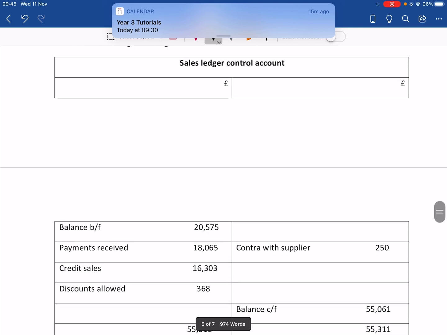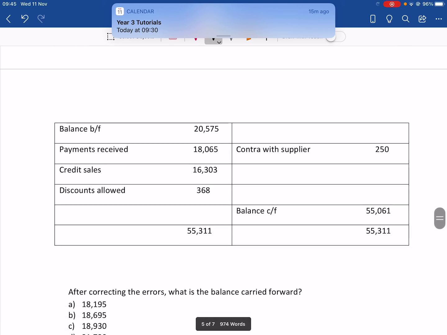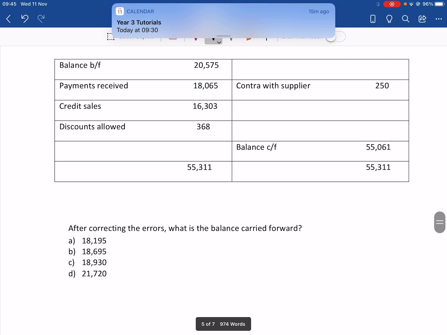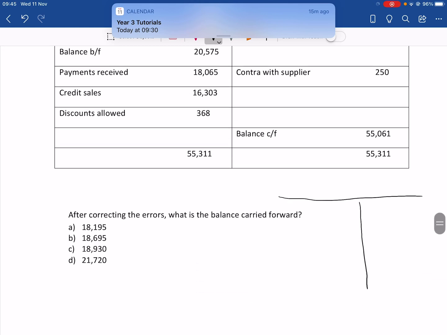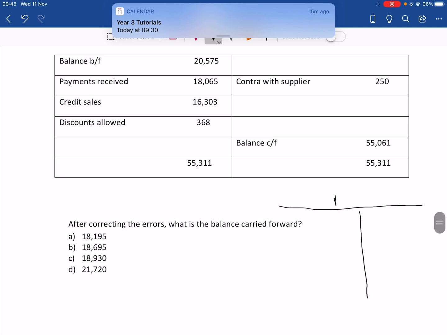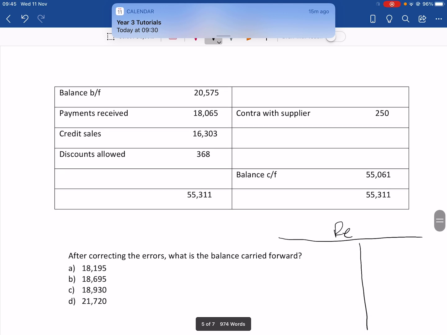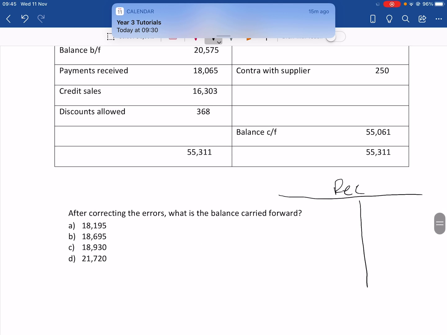Next one is a sales ledger control account again with numerous errors. So again, for this one, we need to look at what the errors are. I'll draw the accounts for you so you can see. So this is a sales ledger control account, and some of those things are on the wrong side. So again, sales ledger control account, or credit receivables, or trade receivables, whatever you want to say. So we'll call them receivables so you don't get confused. He's calling it sales ledger control account, same thing.